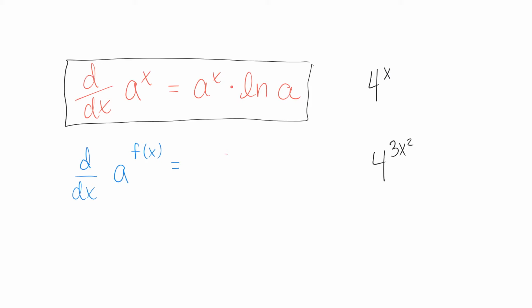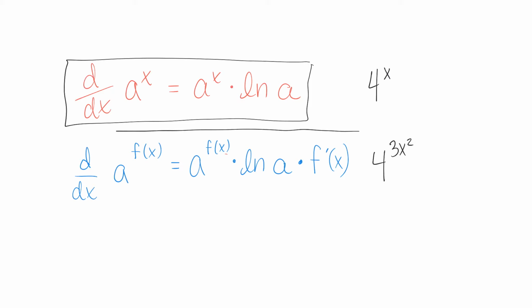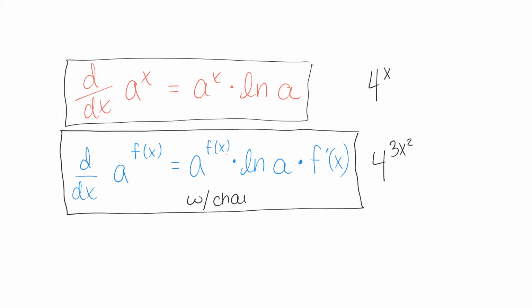So the derivative of that is the same thing: a to the f of x times the natural log of a. That doesn't change. But chain rule is going to kick in, and we're then going to need to multiply by the derivative of f of x. So this just has chain rule in it. It's the same thing, it just has chain rule.